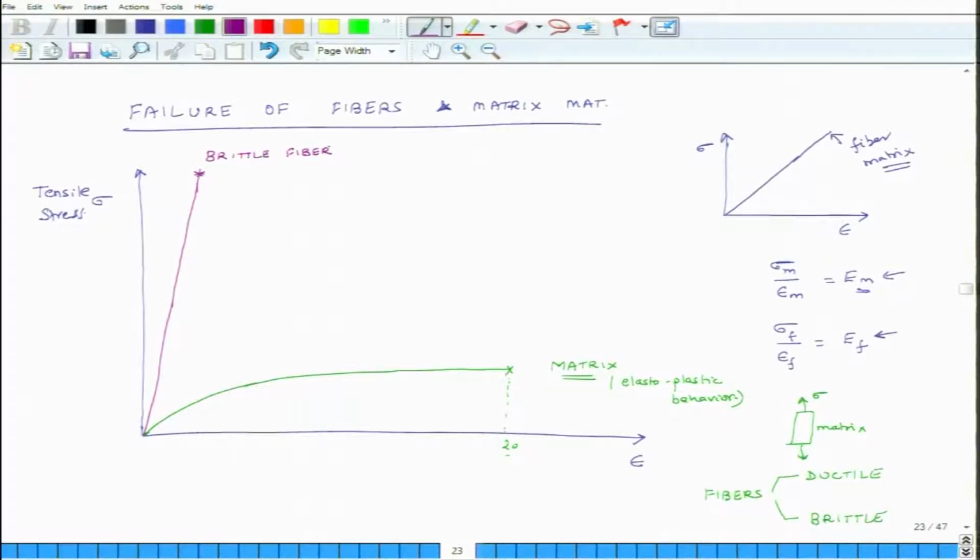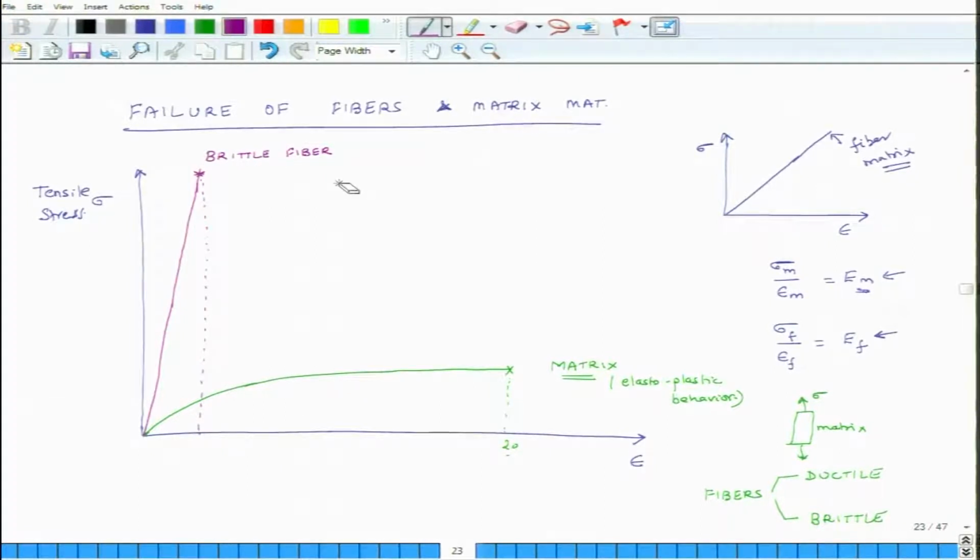Now, you see typically a brittle fiber's failure strain is significantly less than that of matrix. A lot of times these fibers may fail at 2, 3, 4%. So, it is a significantly lower value. The case of a brittle fiber would be, say, graphite or glass fiber.